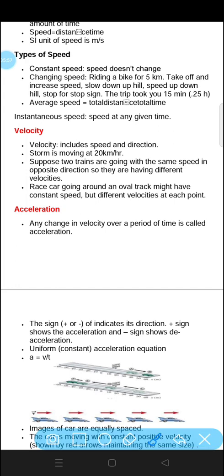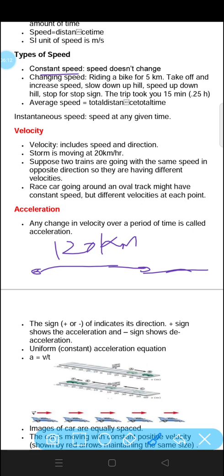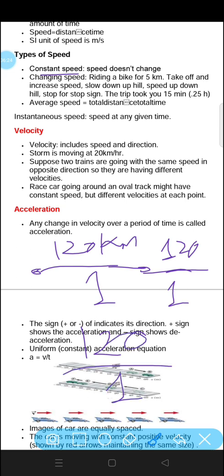Now, speed could be of different types. First one is constant speed. If the speed is not changing, the train is traveling 120 kilometers per hour. That means in 1 hour it will travel 120 kilometers. Again 120 kilometers will be traveled in the next 1 hour. Then the same thing will be repeated again and again. That means the speed of the train is not changing. Always it is 120 by 1. This type of speed is called constant speed.